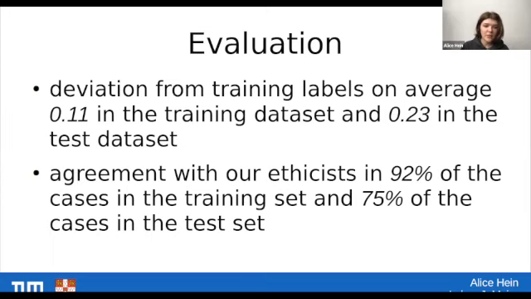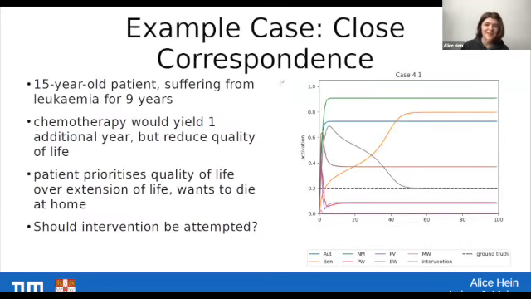And then the agreement with our ethicists, if you do the binary criterion, so above 0.5 would be yes, below 0.5 would be a no, was 92% of the cases in the training set and 75% of the cases in the test set. And I think we have some example cases to show you what this looks like for a specific case.